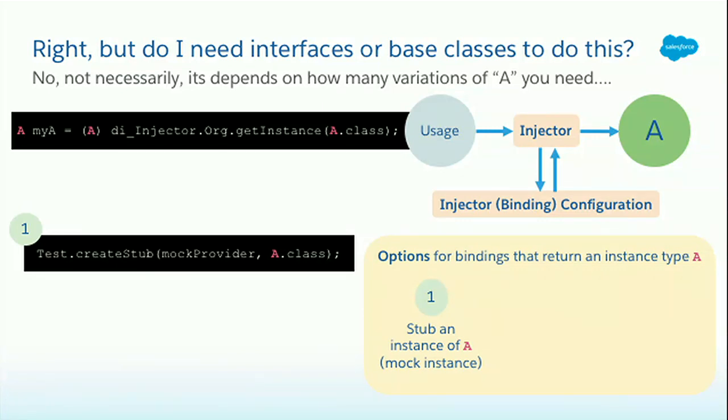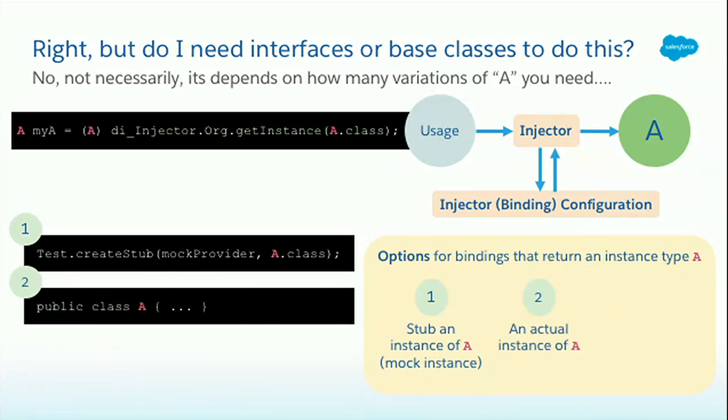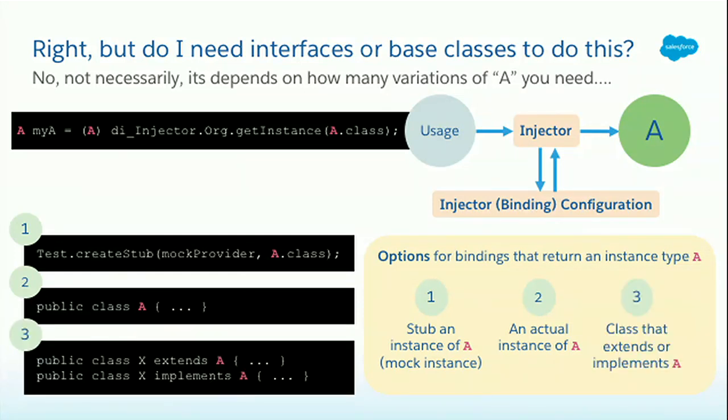You don't always have to use interfaces if you're not familiar with interfaces or base classes, or you just find those too much of an overhead. It's not actually a requirement to use interfaces and base classes to achieve this. We do have the option of just simply instantiating another version of A straight away, or we can use the actual test implementation, so the mocking framework, the Test.createStub to create an instance of A, or we can have A be a base class or an implementation.